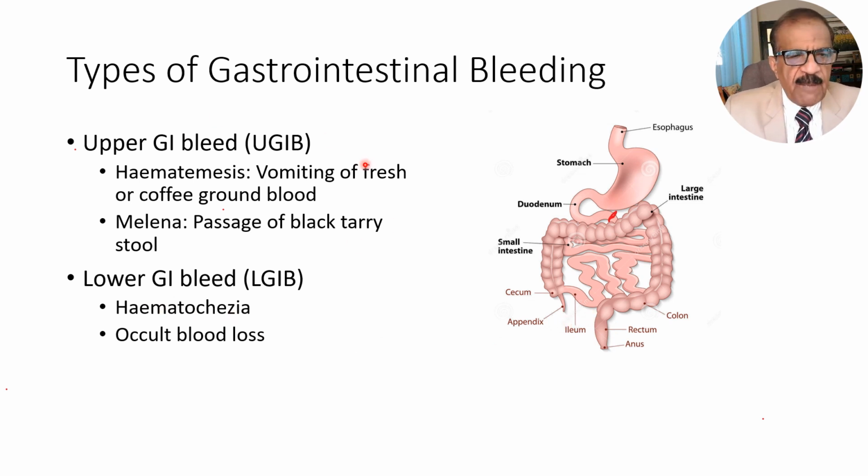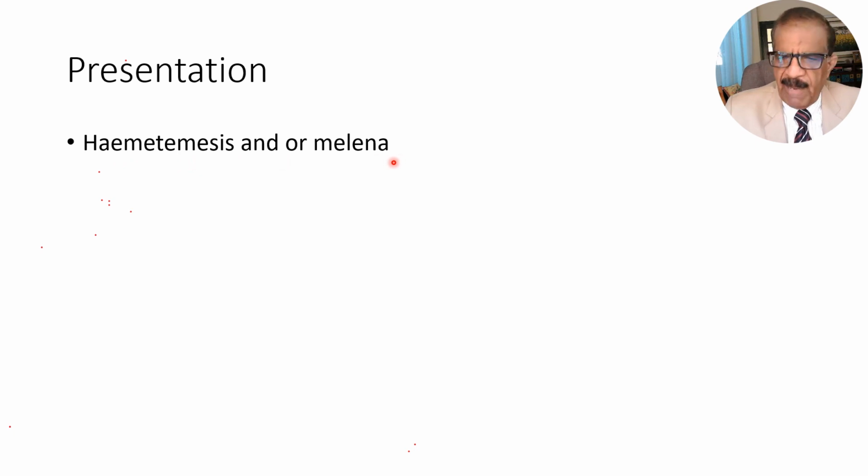So these were the types of bleeding, and now I'm going to talk about the etiology. The presentation is, of course, first of all, hematemesis and melena. Hematemesis and melena could both be present, or it could be just hematemesis, or just melena. And I think the history will tell you.